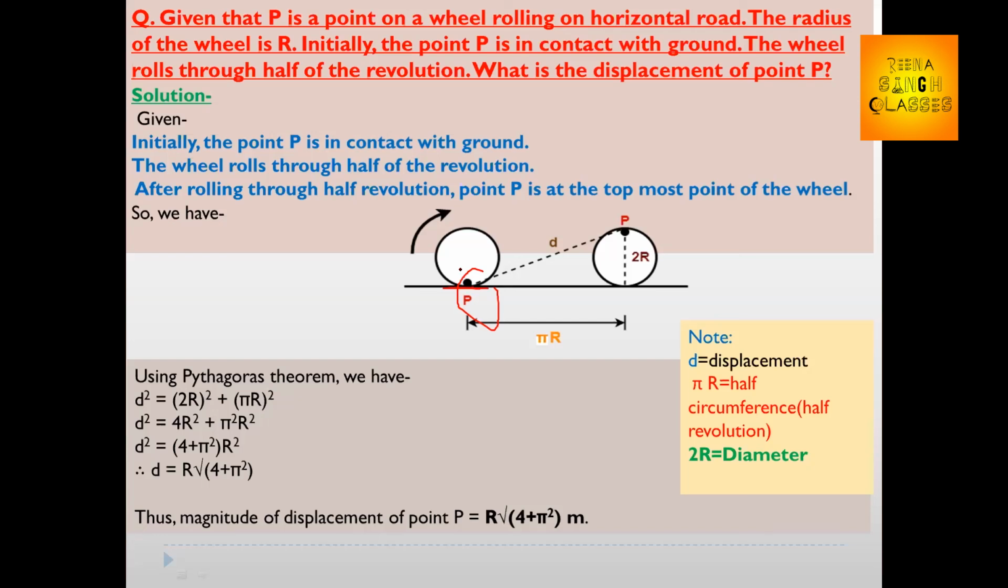Initially the point P is in contact with the ground. The wheel rolls through half of a revolution, so it reaches the topmost point of the wheel. In this case, we draw this and get a triangle, and using the Pythagoras theorem, D is the displacement, pi r is the half circumference, and 2r is the diameter, and you will get the answer r square root of 4 plus pi squared meter.